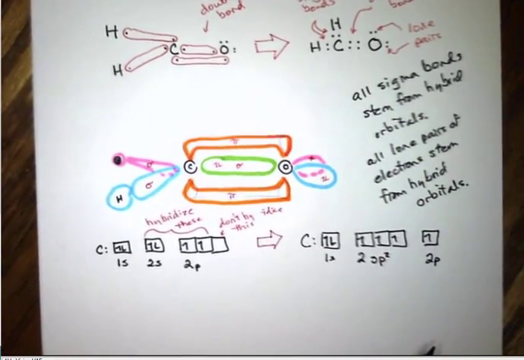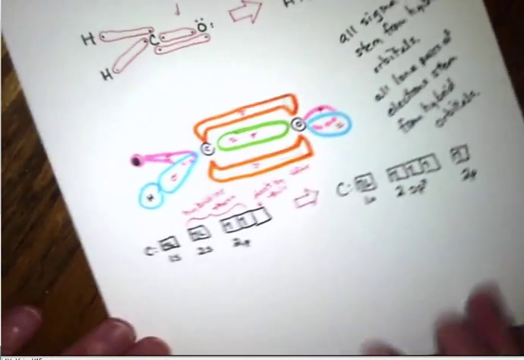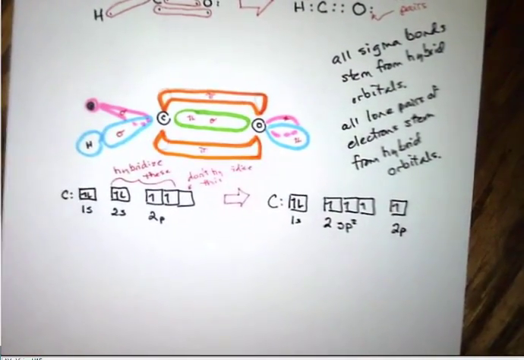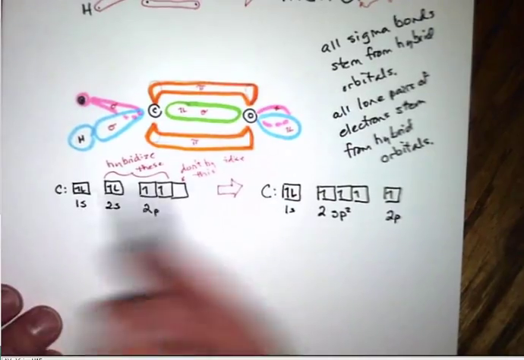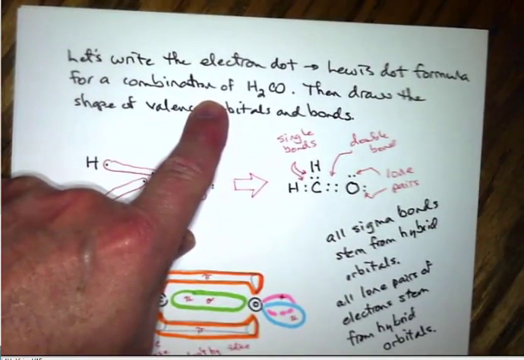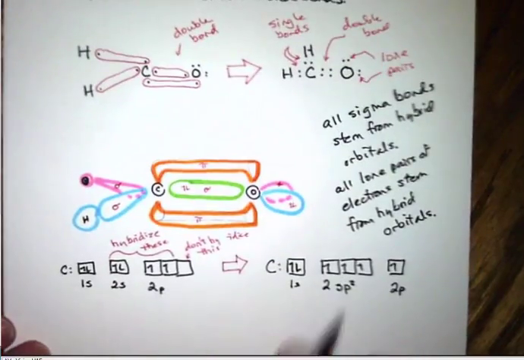You want to do one for yourself now, see how you do? And in groups? All right, let's do this. Let's write the electron dot to Lewis dot formula. Okay. It's the same instructions. I'm just going to give you a different molecule. You with me? All right. Let's do C2H6.